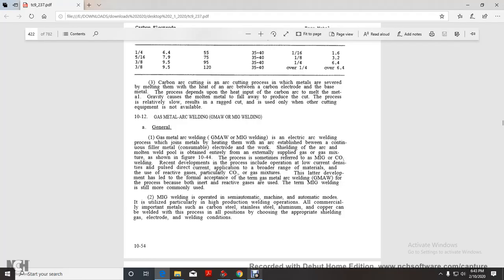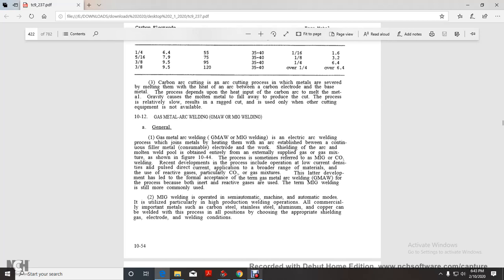Alright, part 3, gas metal arc welding, also called MIG welding. In general, gas metal arc welding is an electric arc welding process that joins metals by heating them with an arc established between a continuously fed filler metal consumable electrode and the work. Shielding of the arc and the molten weld pool is obtained entirely from an external supply of gas or gas mixture, as shown in figure 1044. The process is sometimes referred to as MIG or CO2 welding.